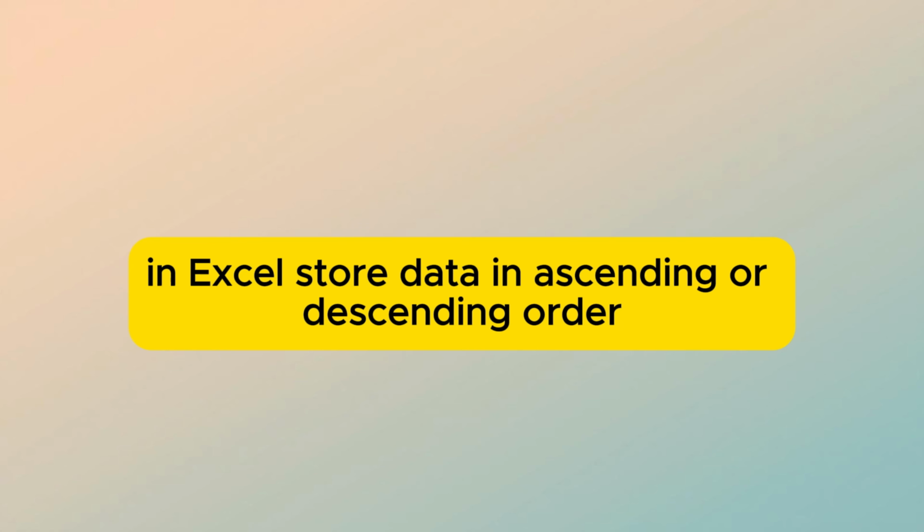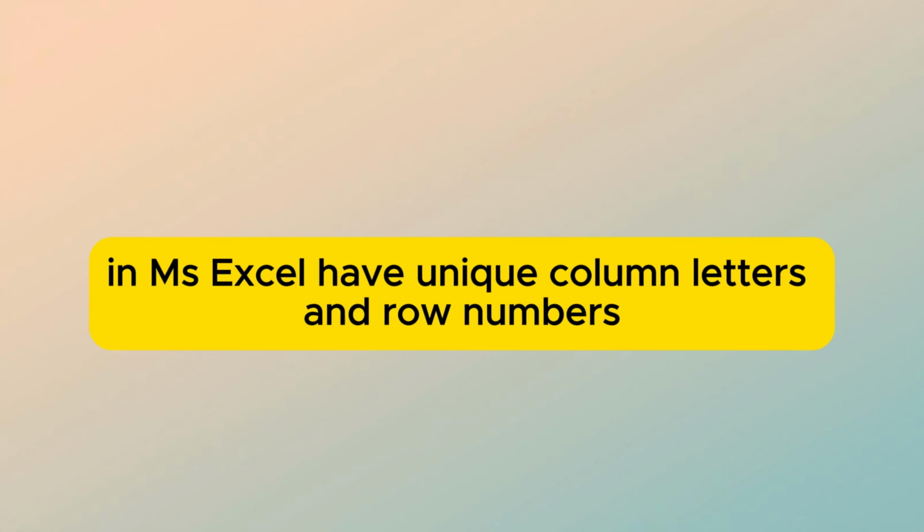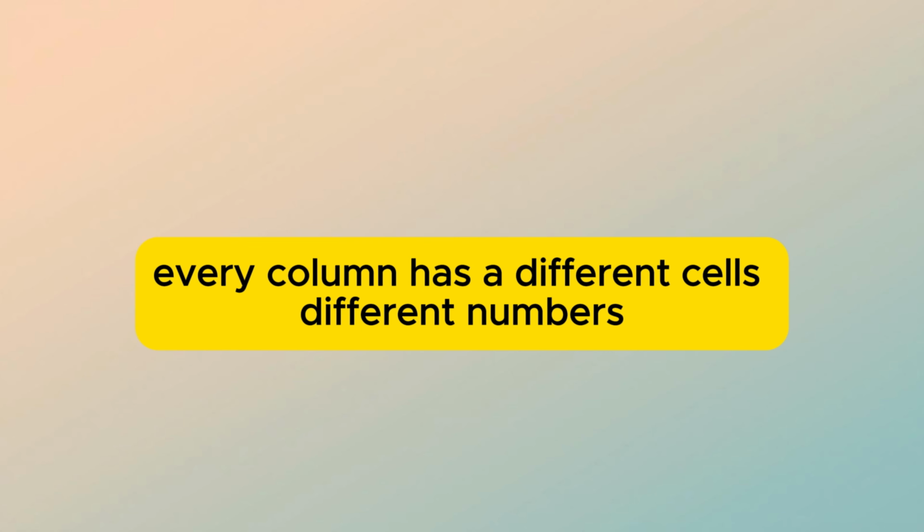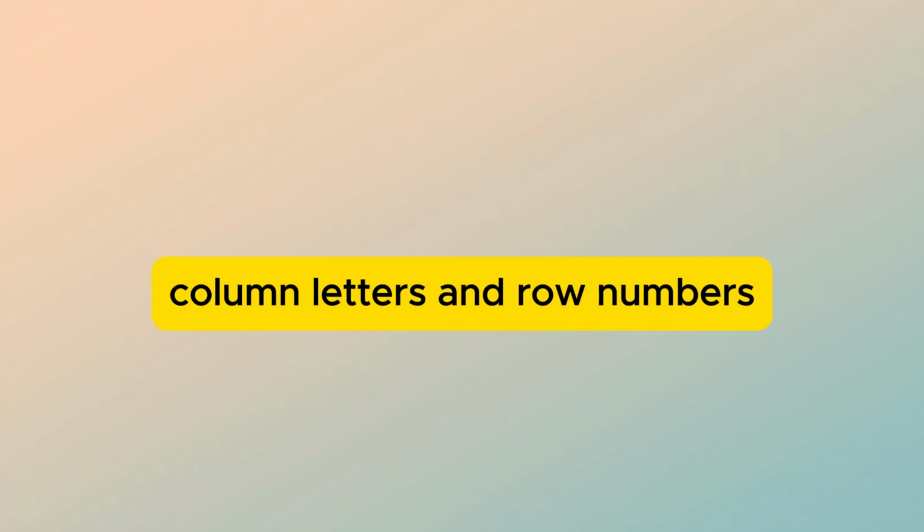In Excel, data can be stored in ascending or descending order. Cells in MS Excel have unique column letters and row numbers. Every column has different cells with different column letters and row numbers. Print PPT.